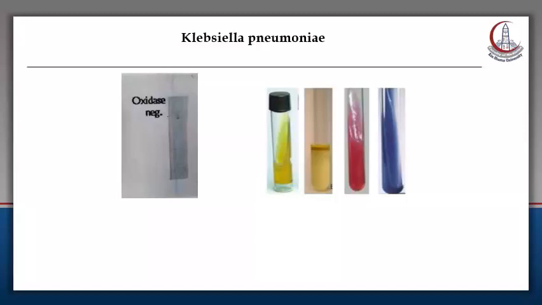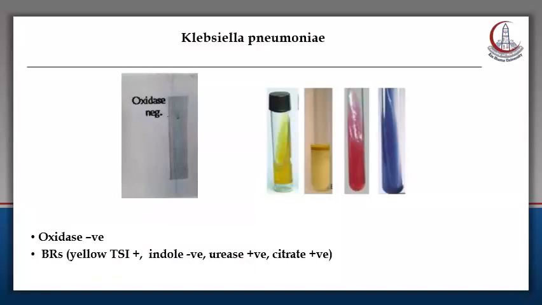Klebsiella pneumoniae is oxidase negative. As for the results of the other four biochemical reactions, the first one is the triple sugar iron. To interpret it, it ferments the three sugars with acid and gas, as we see a gas bubble at the bottom of the tube. The second test is indole, and it's also negative, with no red ring on the top of the tube. For the citrate and urease, excellent, it's positive: urease pink is positive, citrate blue is positive.